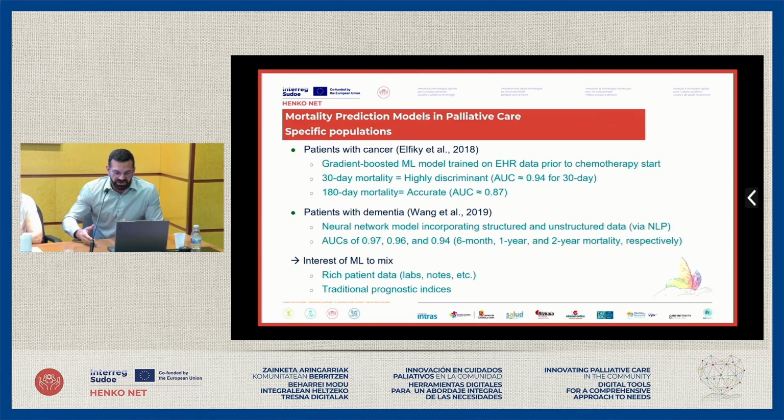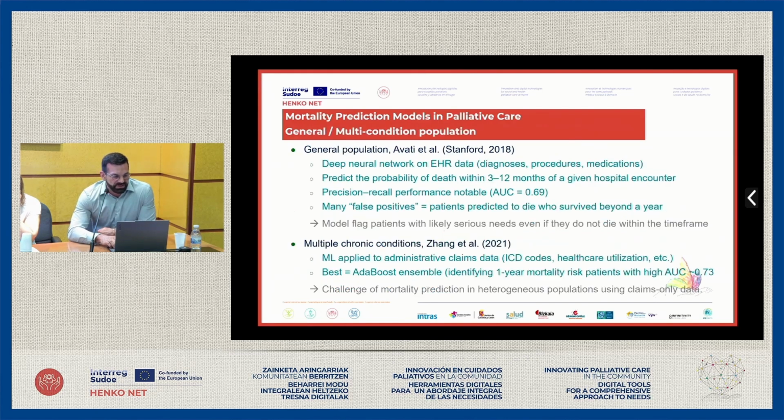You can have accuracy all along the healthcare pathway in the time. So the conclusion of this example is there is interest in machine learning to mix different kinds of data. Some data from the patient, real-world data, you know, clinical one, and traditional prognostic indices, for example, some scales in the model. So mortality was also an objective to be predicted in a non-specific population.